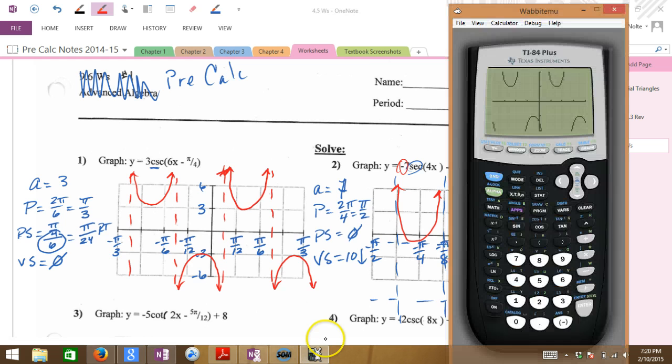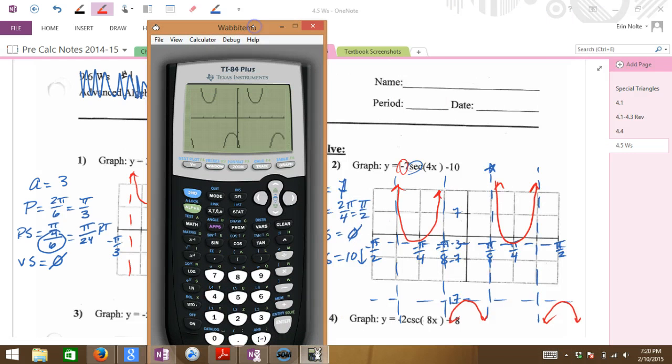That looks good. I'm going to verify and double check to make sure I did graph this right, because that negative is tricky. So I'm going to clear that out. Negative 7 divided by, let's see, we've got secant, so the reciprocal of secant is cosine. I'm going to do negative 7 divided by cosine of 4x minus 10.